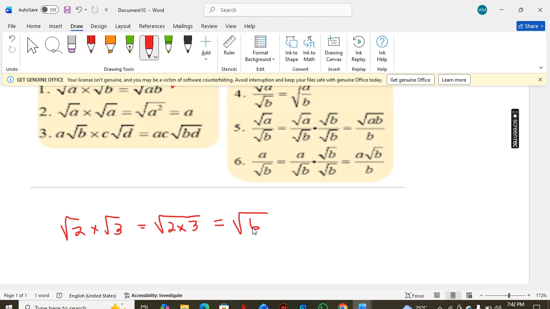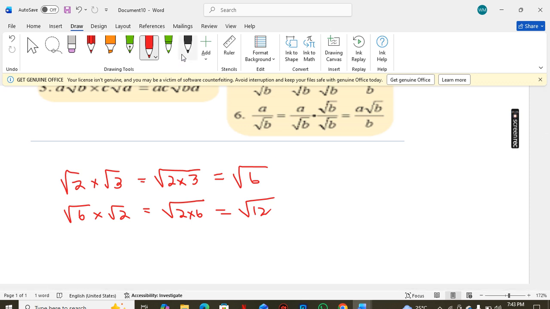Another example. The root of 6 multiplied by the root of 2 is going to give you the root of 2 multiplied by 6, which will give you the root of 12. Okay.